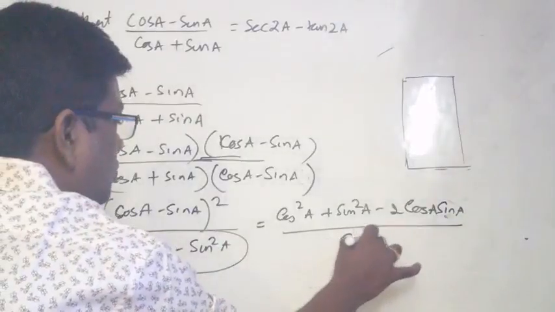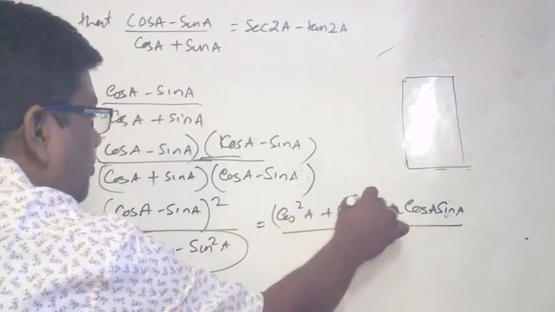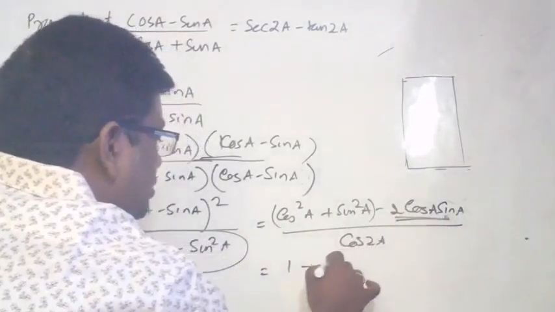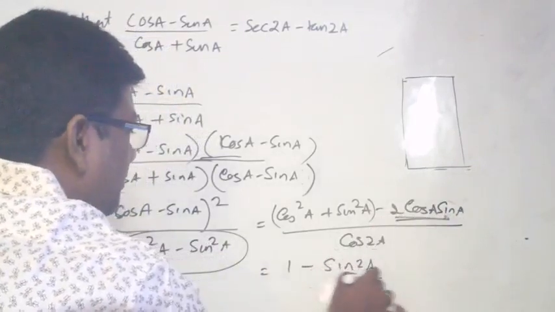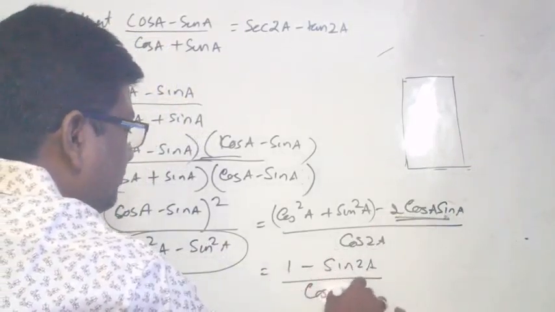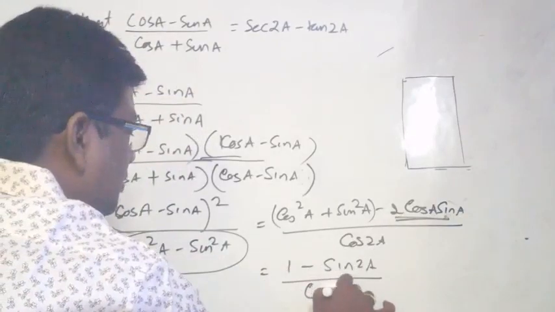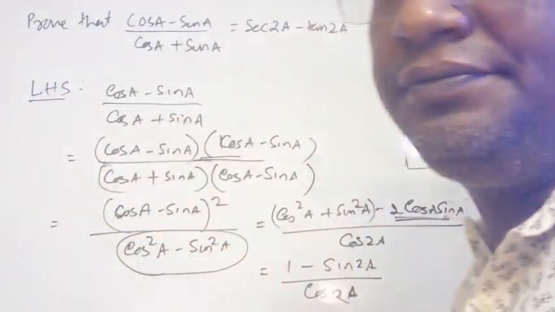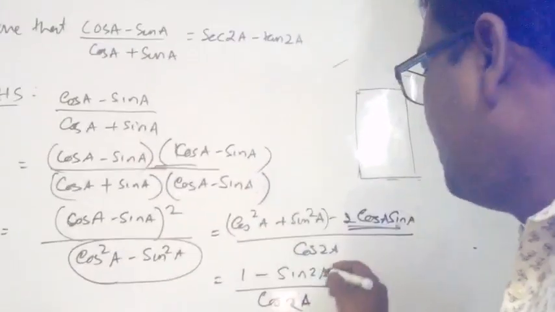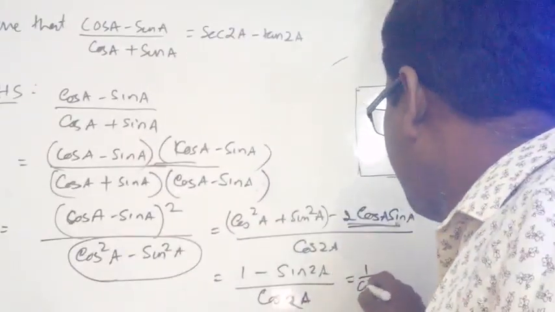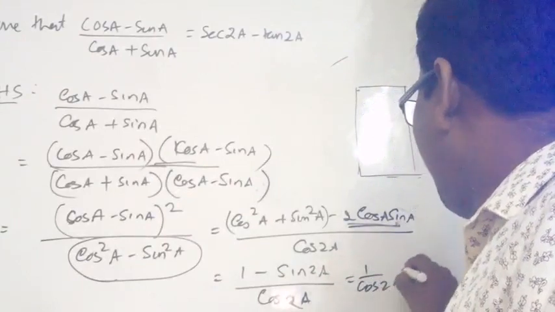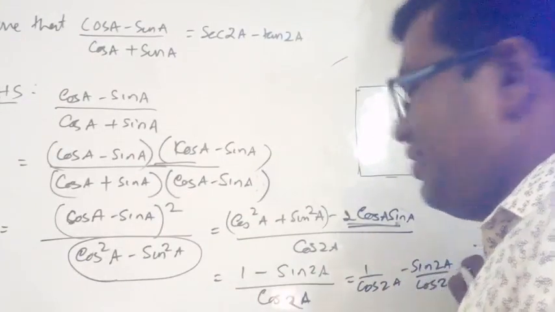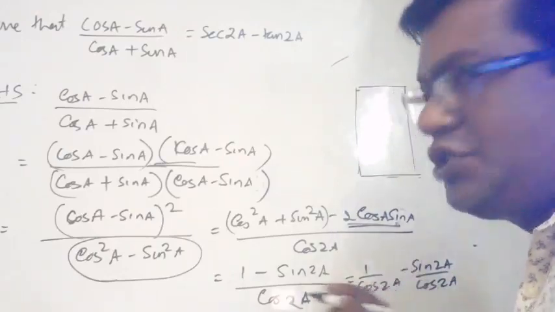Cos square a minus sin square a is cos 2a. Cos square a plus sin square a means 1. 2 cos a into sin a means sin 2a. By cos 2a. So separate this. This is 1 by cos 2a and this is sin 2a by cos 2a. 1 by cos means what?